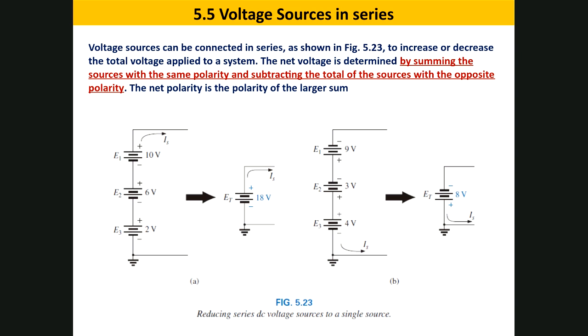Voltage sources in series. The question is, can we add the sources together in series? If I assume I have here 3 batteries, like car batteries, yes, I can. The question is, how can we add them together? It's written here: by summing the sources with the same polarity and subtracting the total of the sources with the opposite polarity. Okay, what you actually need is to look at each source.